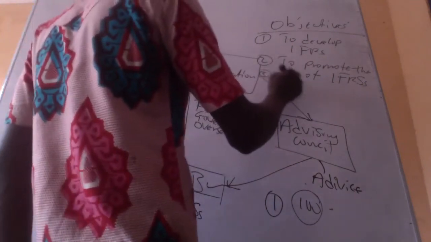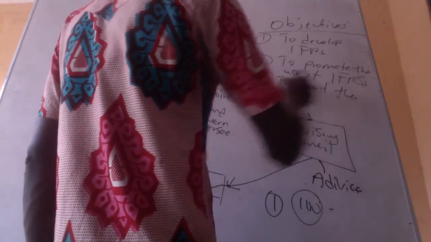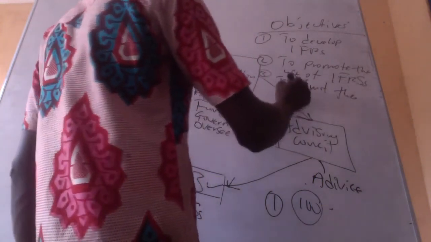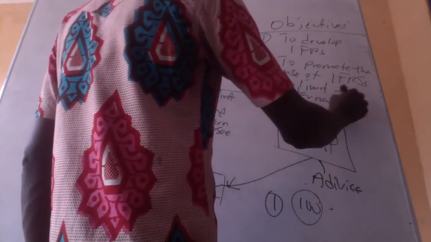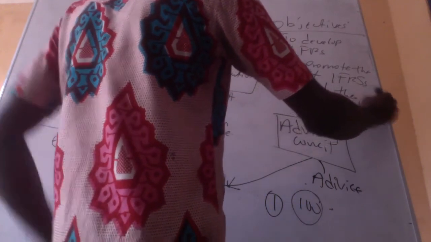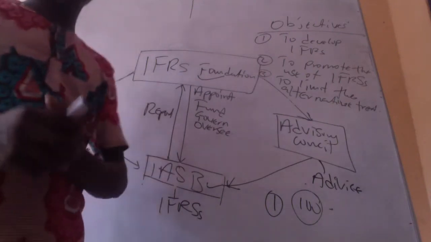So to what? Limit the alternative treatment. Limit what? Alternative treatment of what? Accounting transactions. Good.